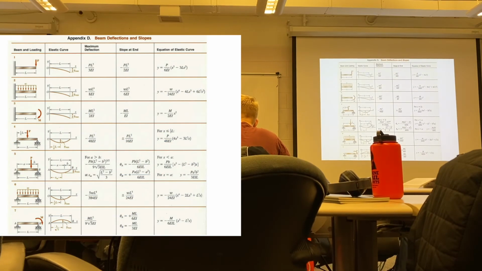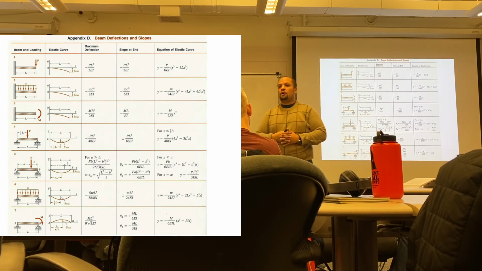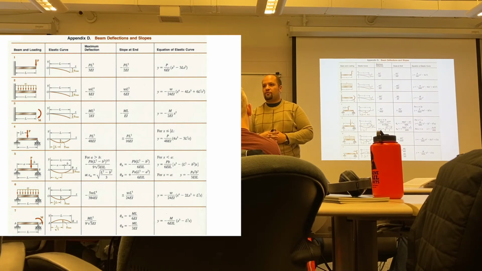This is more or less what you have here, with slightly different formatting. It gives you the case, the shape of the elastic curve, the maximum deflection and its position in case it's not very well known, the slope at the end, and the equation of the elastic curve. The equation of the elastic curve is going to give you the deflection anywhere.